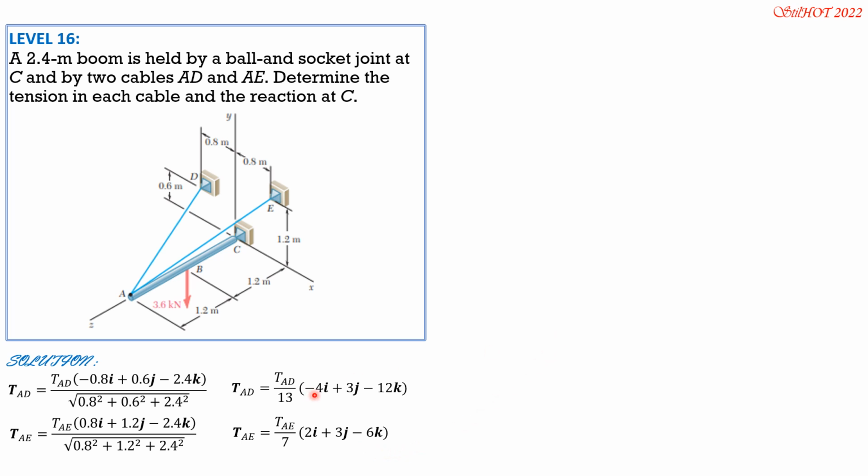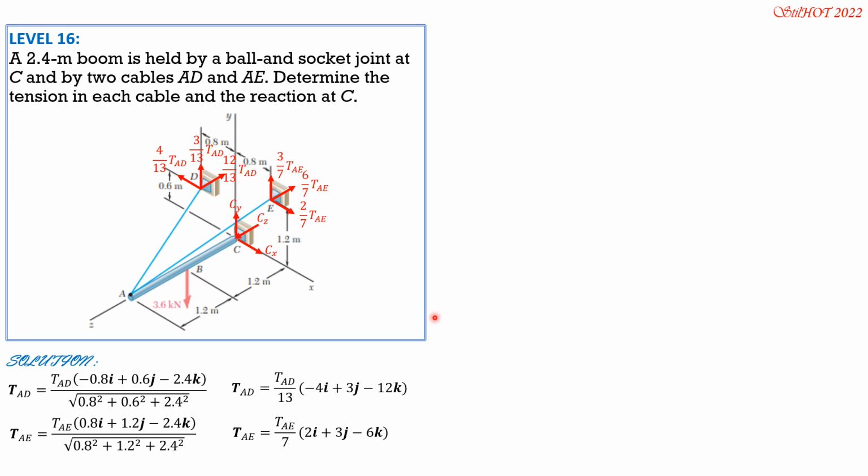Then let's transmit these components at points D and E respectively. Then we put the reaction components at C also in the positive directions for reaction at C. So 4 over 13 to the left, 3 over 13 tension AD upward, then backward 12 over 13 tension AD. At E we have 2 over 7 rightward tension AE, then 3 over 7 upward, and 6 over 7 tension AE backward. Then at C, let's just assume positive reaction components Cx, Cy, and Cz.